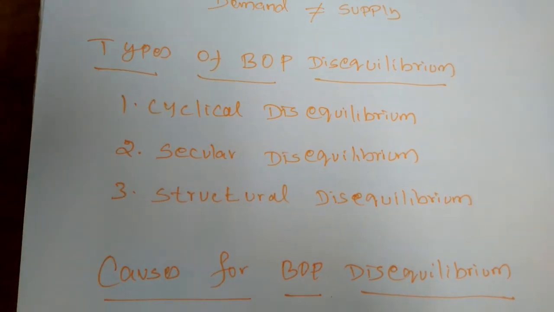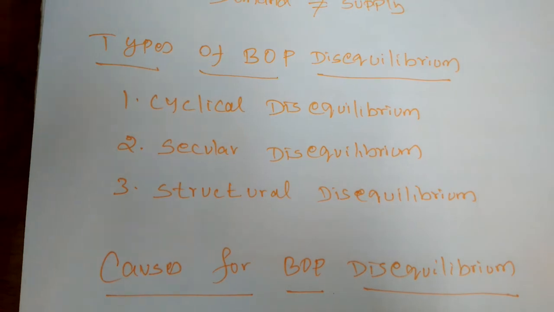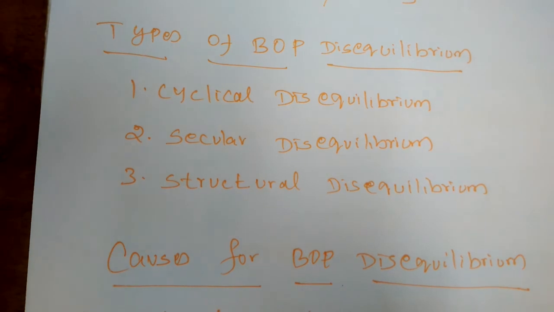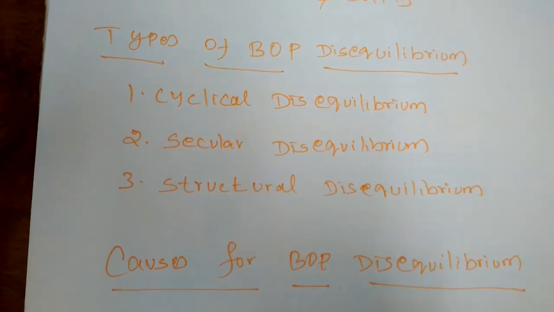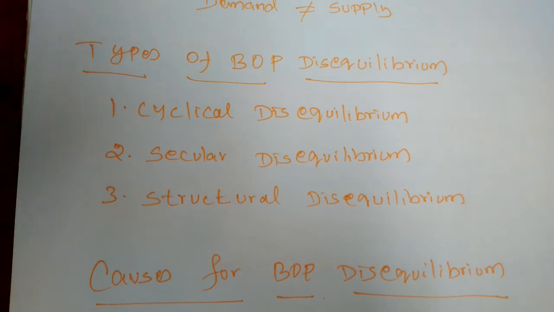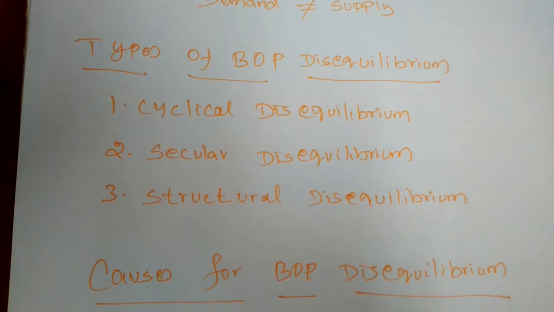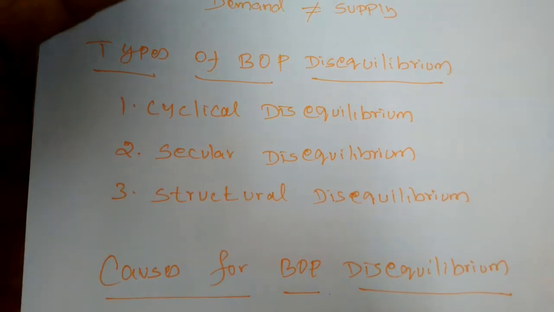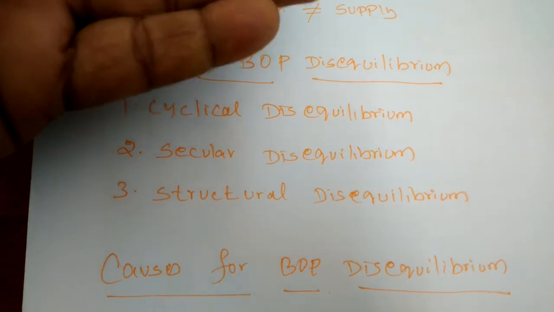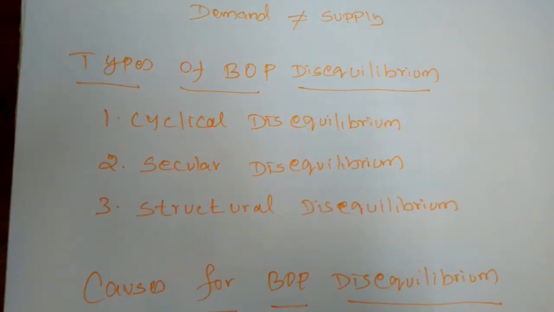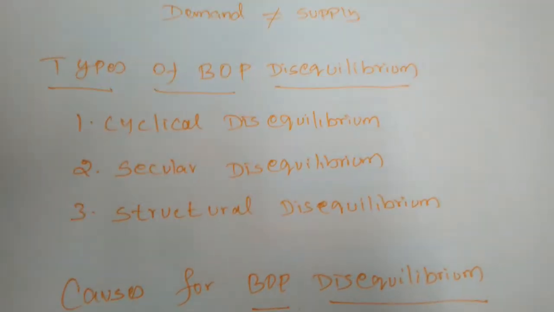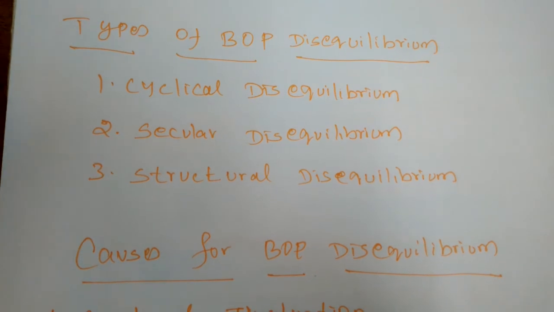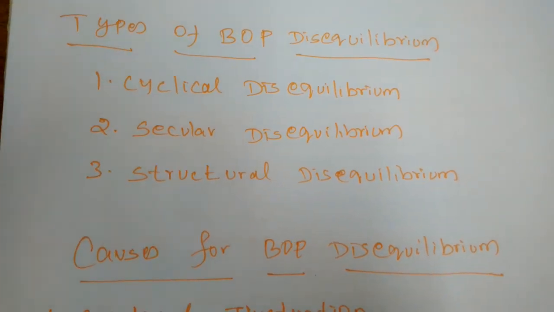The cyclical disequilibrium arises because of two reasons. First, two countries may be passing through different phases of the business cycle. When they are facing different business cycles, one country may be at the boom level, and another of the trading countries may be in depression. So when one country is in depression and another trading country is in boom, the disequilibrium will arise.